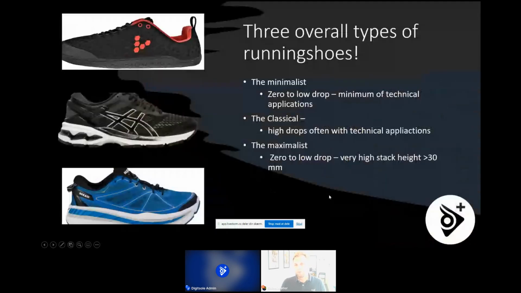So what kind of running shoes, or shoes, in specific running shoes? We have this typology more than we have in gait. That is at least my opinion. We can always go into several subdivisions of shoes, but in general, I see 3 overall types of shoe. So we have the minimalist shoe, which typically has 0 to low drop.